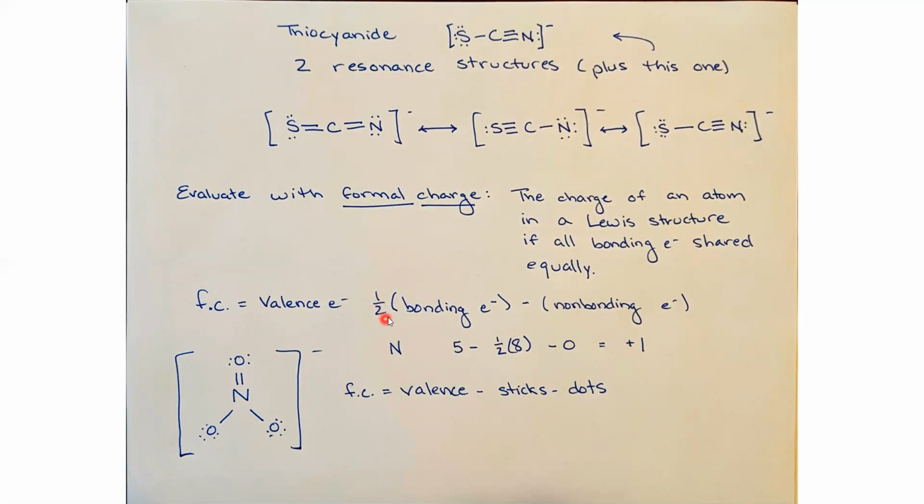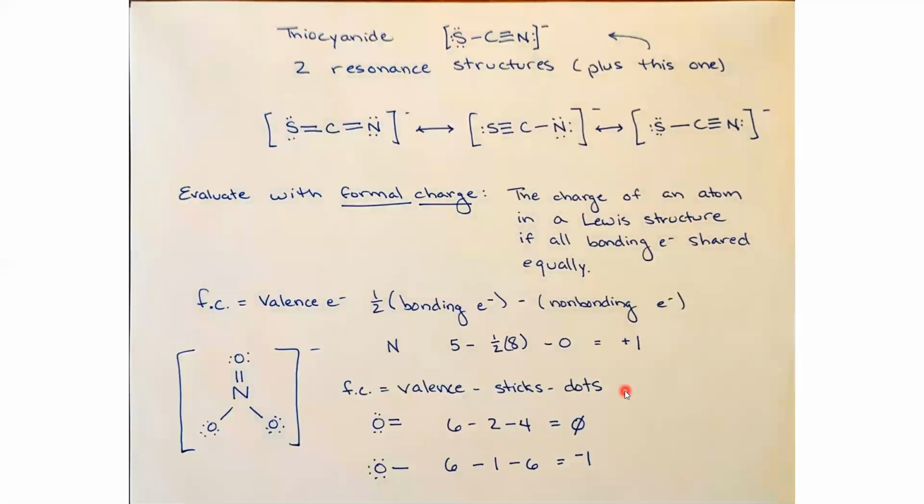I always struggled with this half of bonding electrons thing. I felt it was clunky. So if I just count the number of sticks that are here, it's the same number. If one of every electron in each one of these bonds belongs to nitrogen, it's the same as counting the number of bonds that nitrogen has. So 4. So if I was to do this again, I would just say 5 minus 4 minus 0. 5 minus sticks minus dots. And I'd still get to +1.